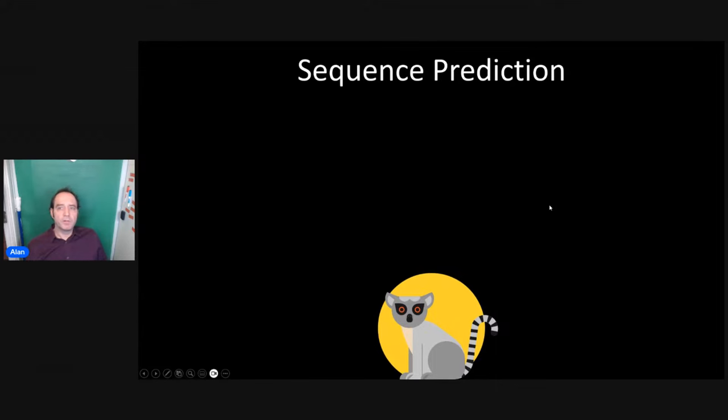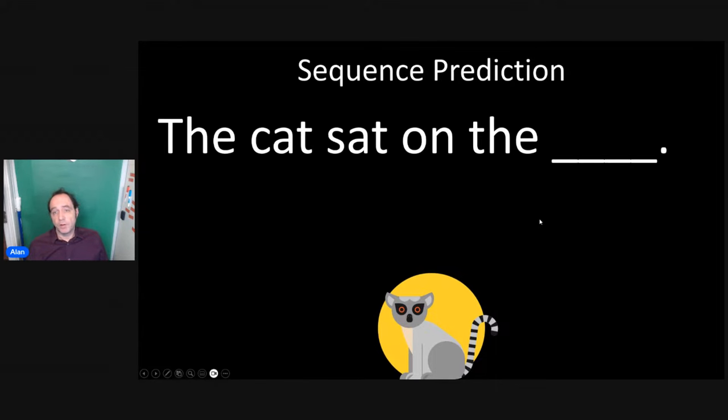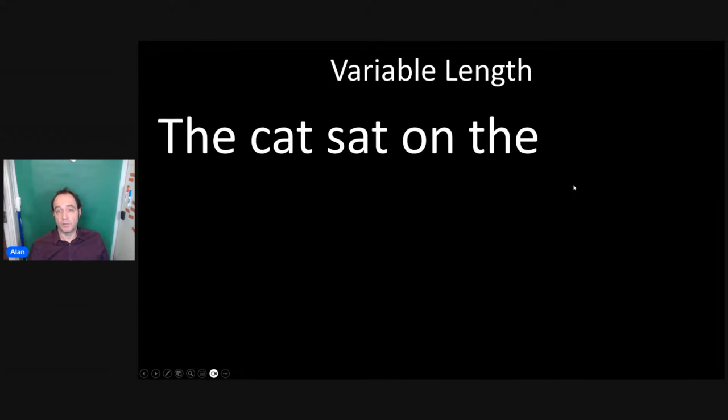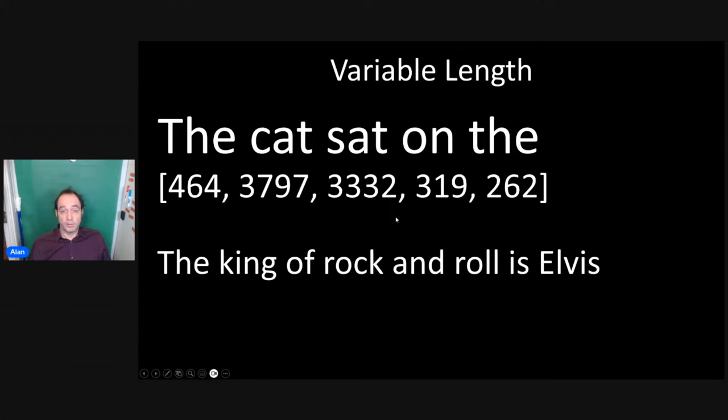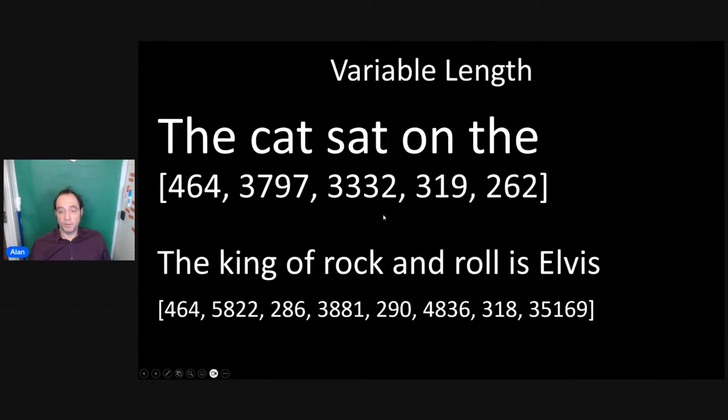So what the large language models do is sequence prediction. If we feed in an input sequence, the cat sat on the, then it's able to predict the next token in that particular sequence. These can be variable length. So that's what the tokens for that sentence look like. It could be the king of rock and roll is Elvis, and then that is going to be the tokens that represent that. And what the model will do is predict what the next token in that sequence is going to be.